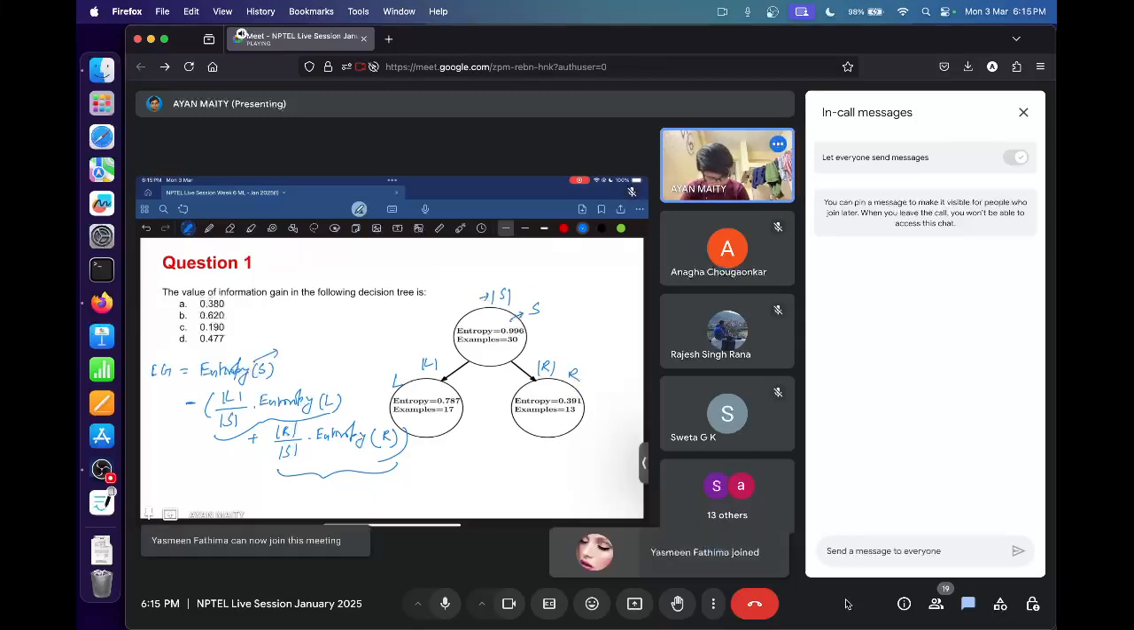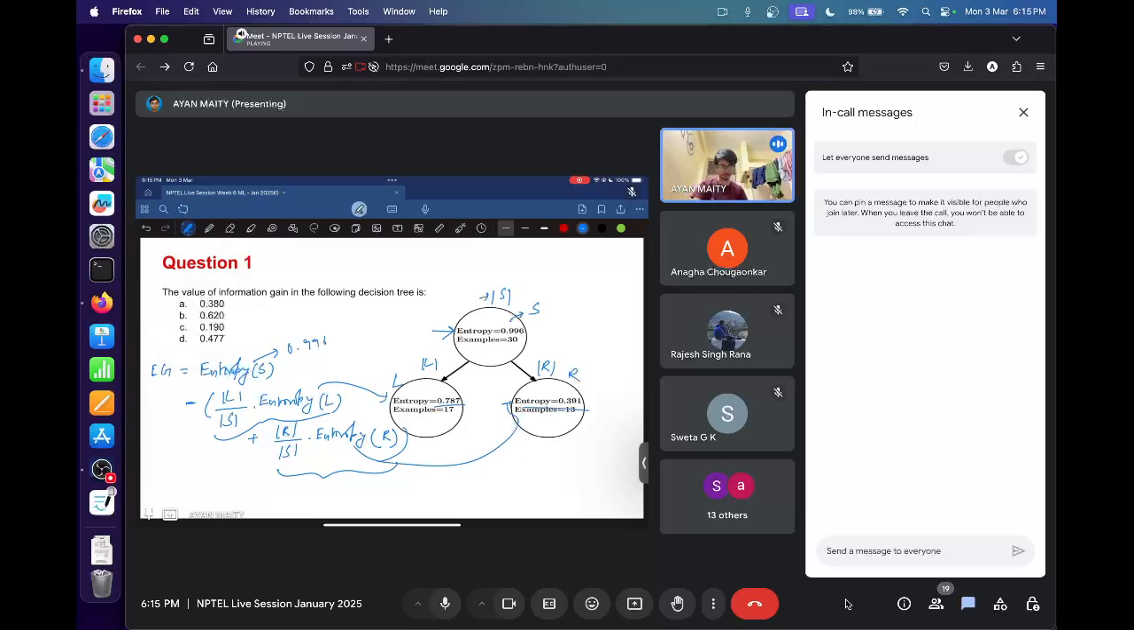The entropy of S is given here, which is 0.996, and the entropy of L is given here, 0.787. The entropy of R is given here, 0.391. The fraction of elements going to the left hand side is 17 by 30, since 17 elements are there in the left branch out of a total of 30. Similarly, the fraction of elements going to the right branch is 13 by 30. So I have found each of the components in this information gain equation. We just have to put all these values in and compute the information gain value.